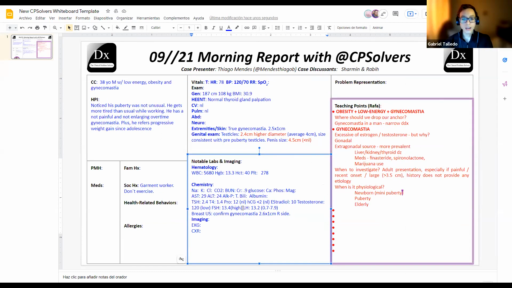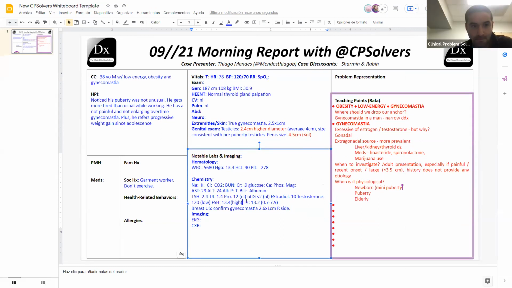Thiago, I think I didn't get the FSH. Can you repeat that for me? FSH 16.4, and it's high. The upper normal limit is 12.5. Oy, story gets really, really intriguing.